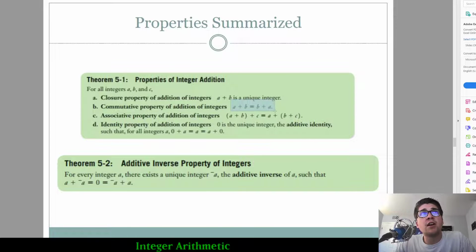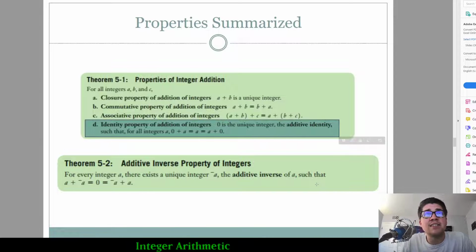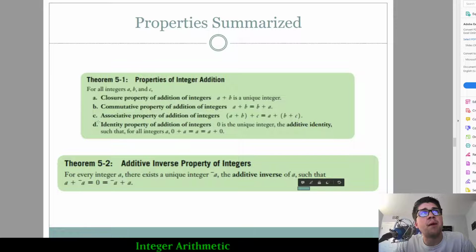But integers are commutative across addition, as we've discussed. Subtraction is not commutative, but you can change a subtraction problem to an addition problem to make subtraction somewhat commutative, if you see what I mean, as well as addition being associative. And now notice we actually do have an identity property, which I mentioned before: 0 is the unique integer, the additive identity, such that for all integers a, 0 plus a is equal to a plus 0. And remember, the identity property is the property that should keep the number the same.